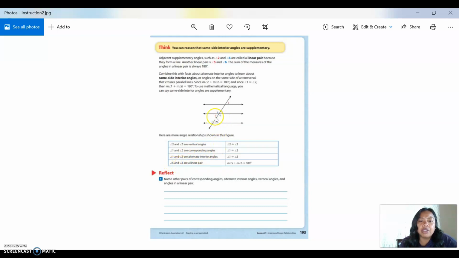Finally, the next one says angles 5 and 6 are linear pairs. 5 and 6 form a straight line. They are supplementary to each other. We call them linear pairs. They are equal to 180 degrees, okay?